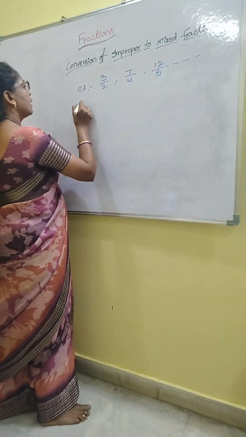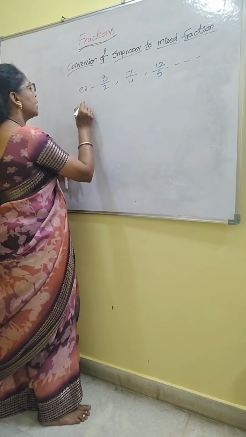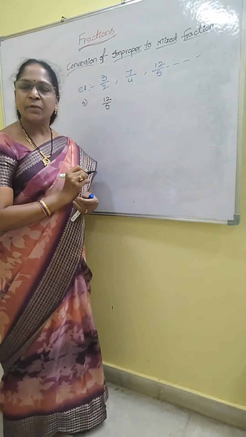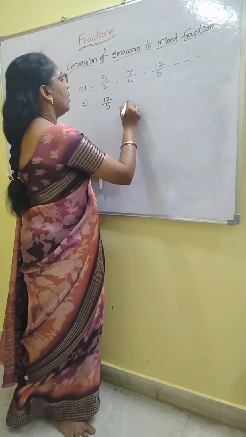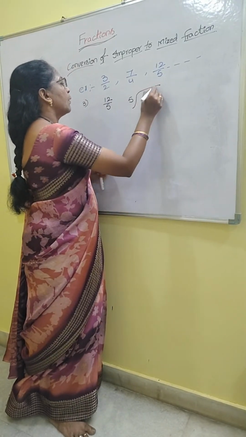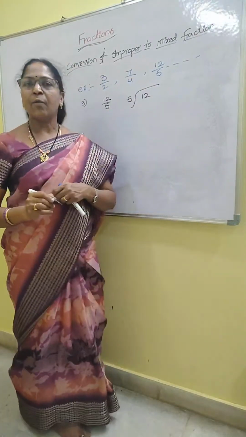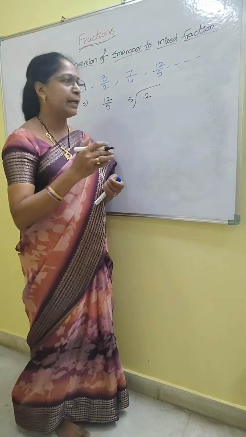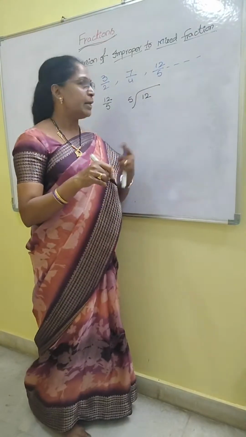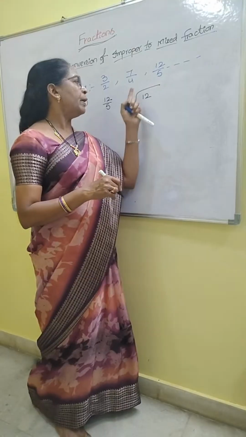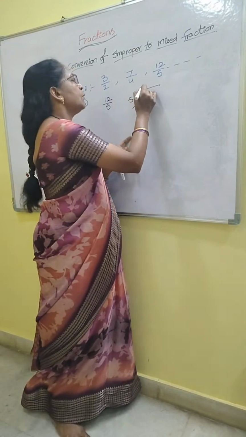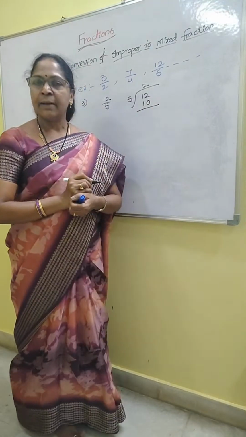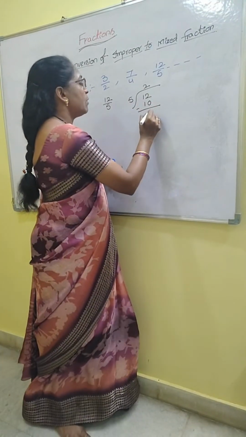Third one is, one more example, in this third question, 12 by 5. Now divide 12 by 5. Now 5 goes in 12 how many times? 5 twos are 10. 5 threes are 15, but 15 is not there. So how many times does 5 go in 12? 5 goes in 12 2 times. 5 twos are 10. Now the remainder, the balance, equal to how much?